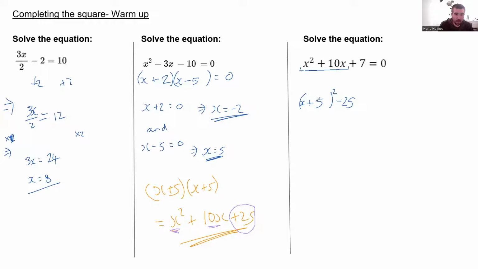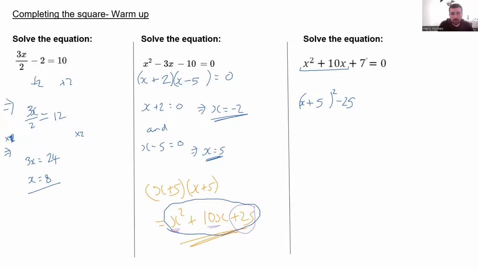Because if I times out x plus 5 squared, I get all this stuff here, x squared plus 10x plus 25. So if I take 25 away, what am I left with? X squared and 10x, which is what I want to replace with a different expression. Why? You'll find out why in a minute. But that's what I'm trying to do in this first stage. And I've now done it. Now, we've replaced x squared plus 10x with x plus 5 squared minus 25.